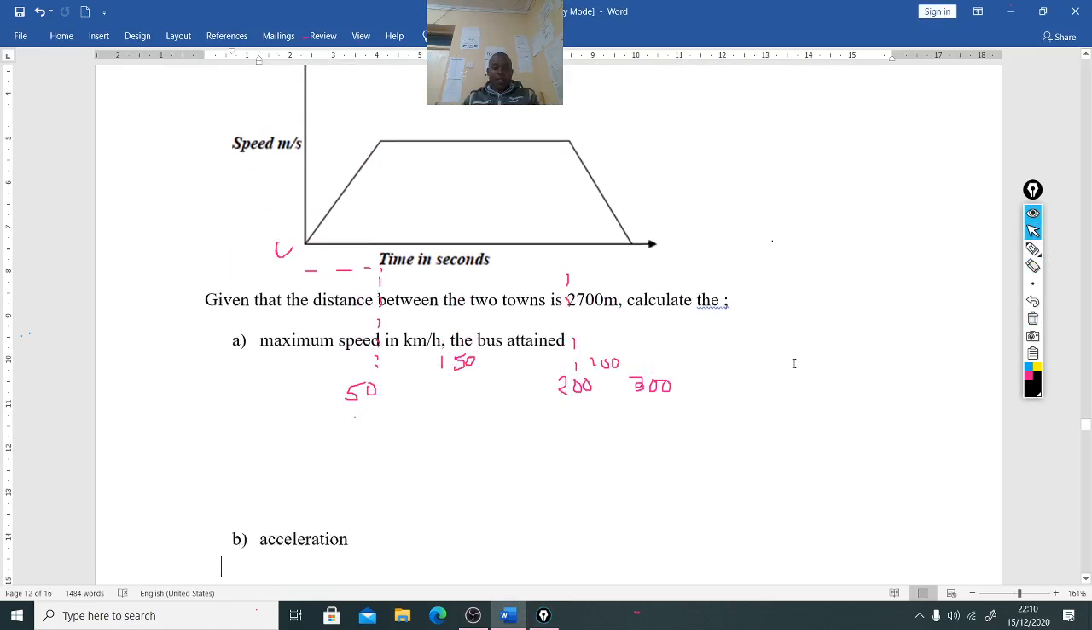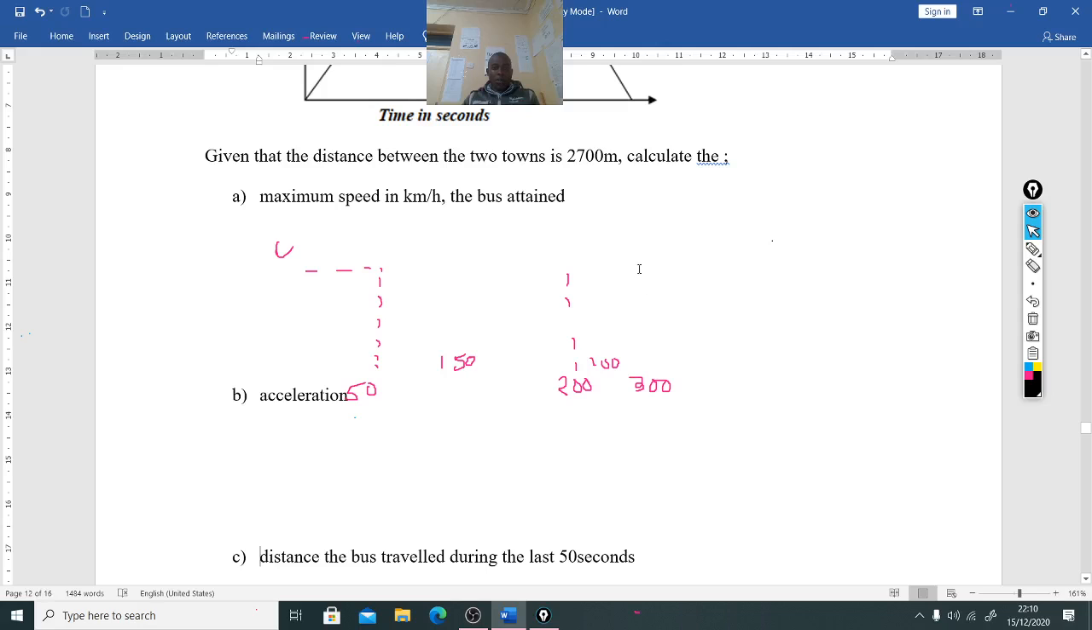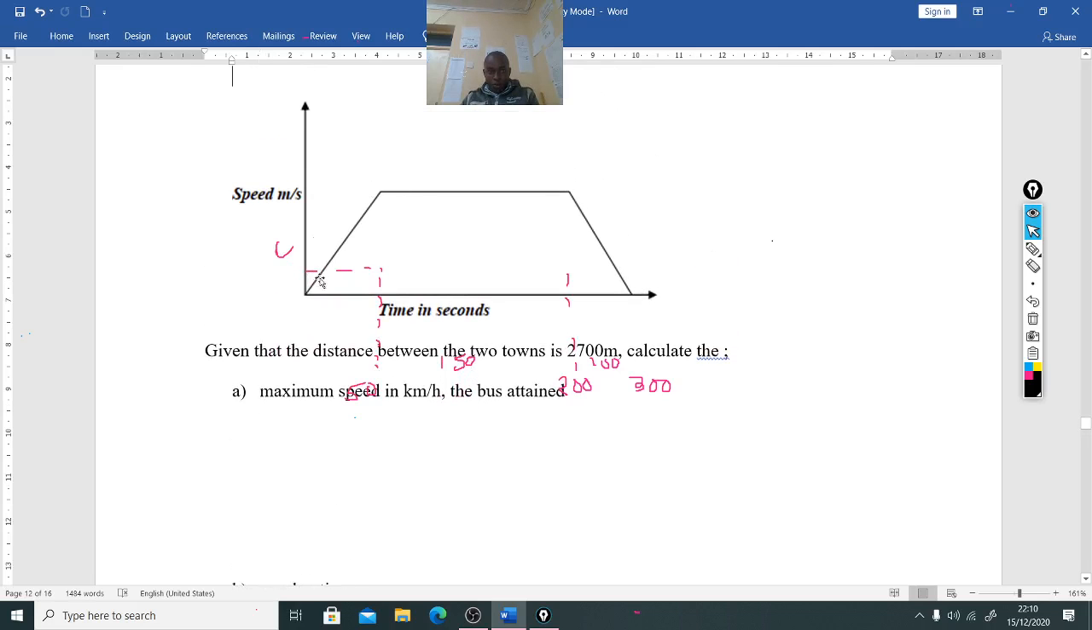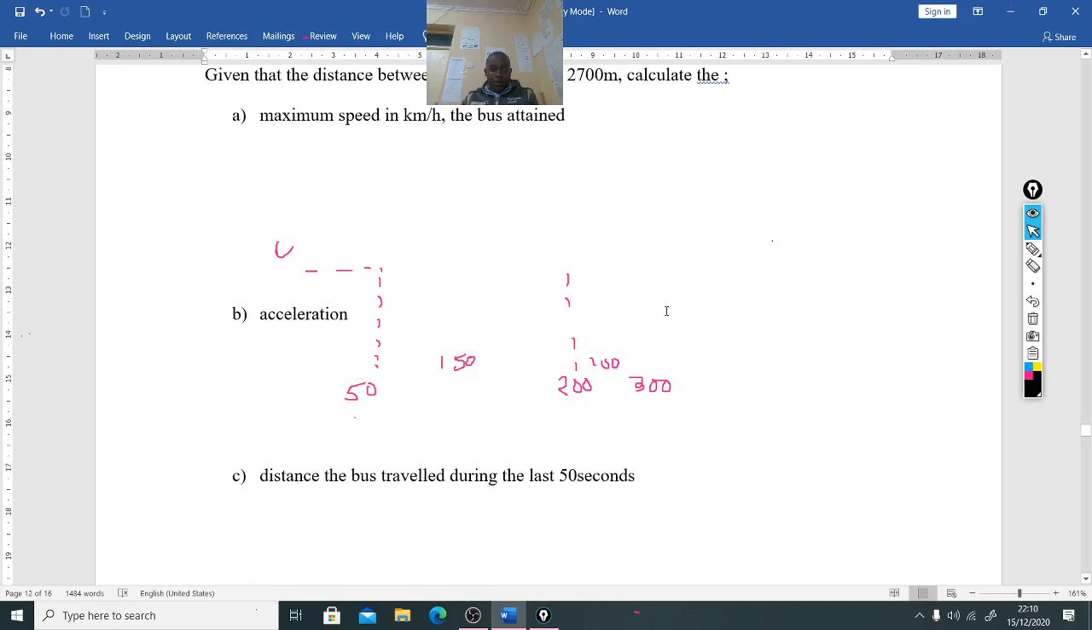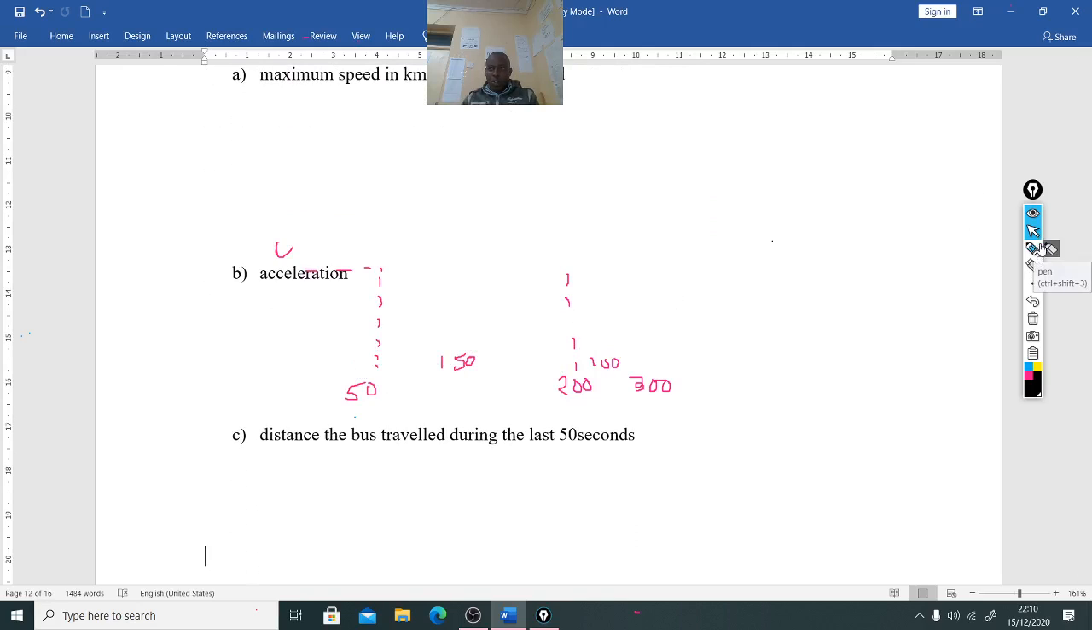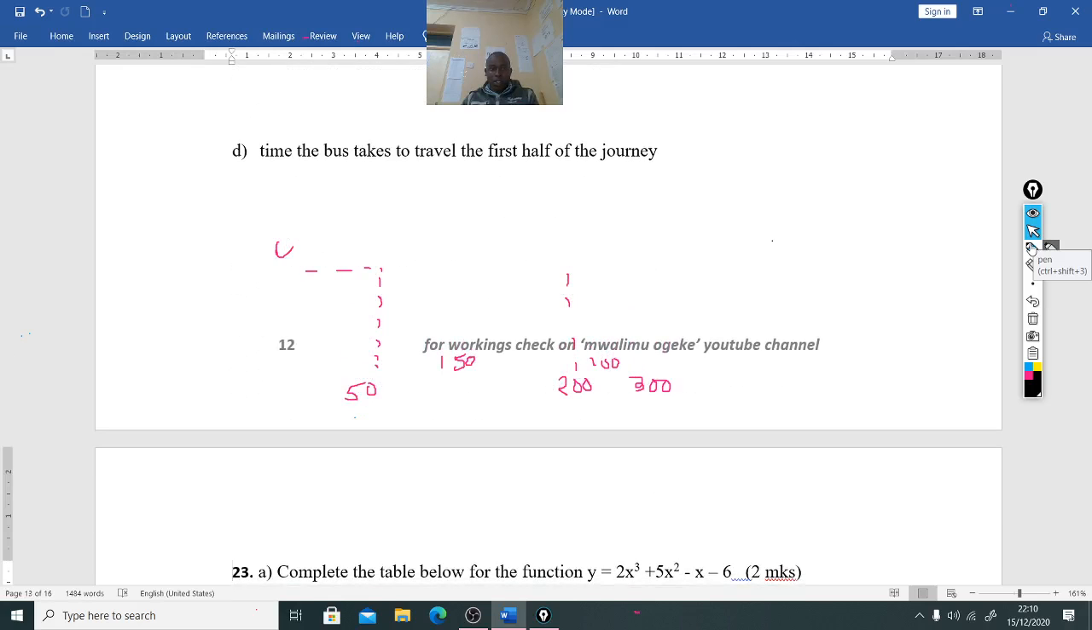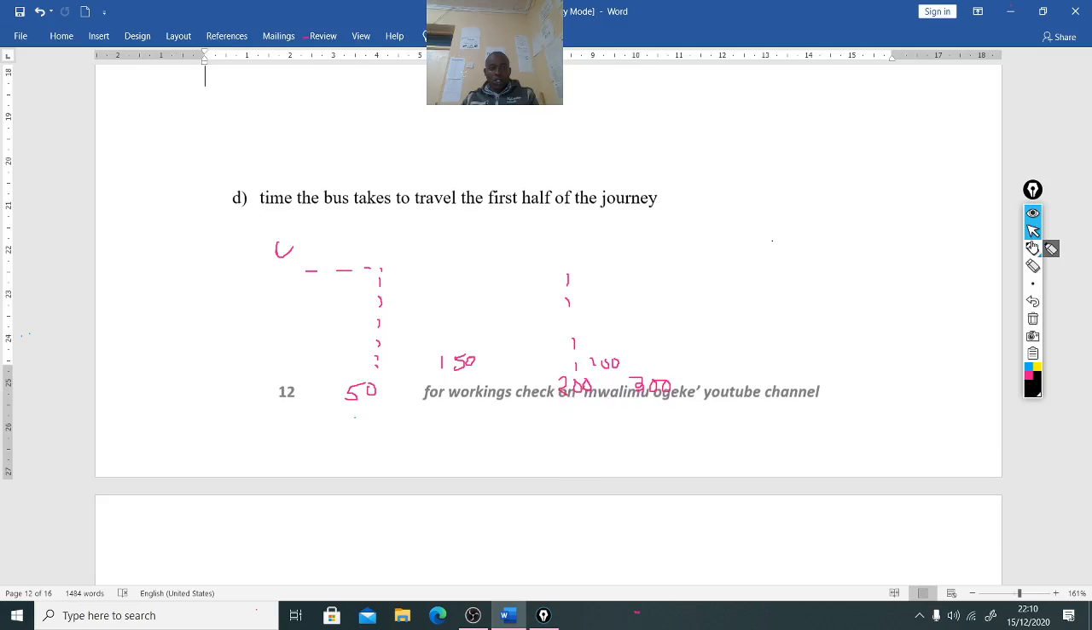Part B, whereby we should find the acceleration. Remember, the acceleration is this part. This is where it accelerated from 0 to 12 meters per second, from here to here. That is when it accelerated, and that is what we are supposed to find. Let us move so that we get enough space to do the questions.